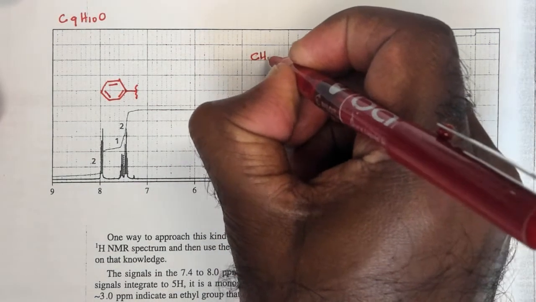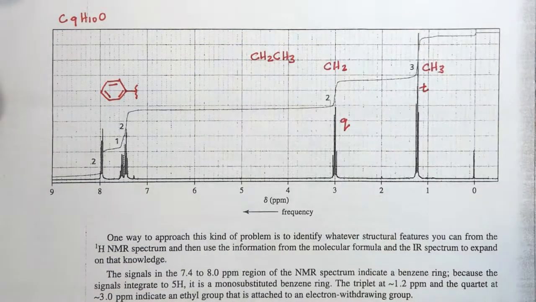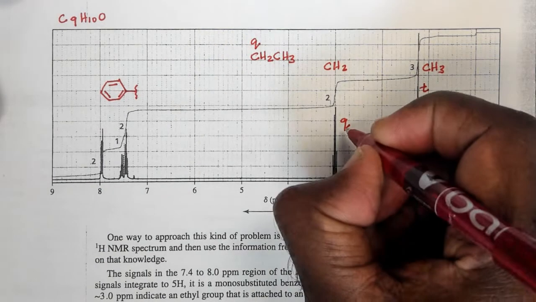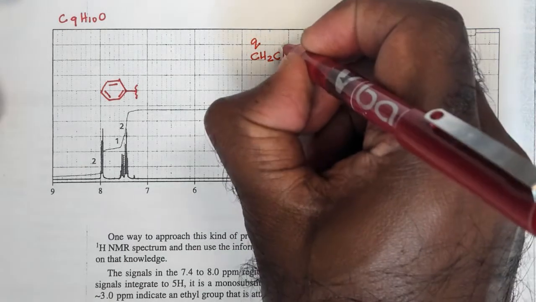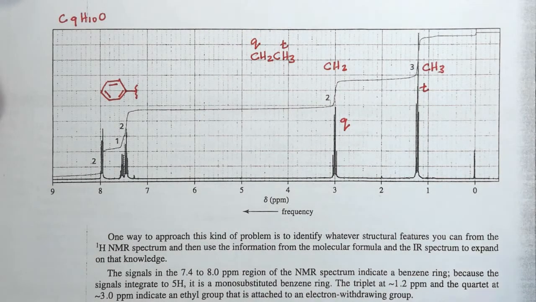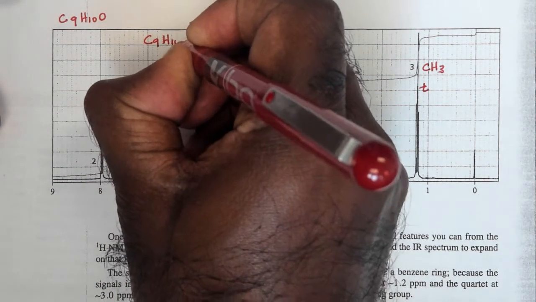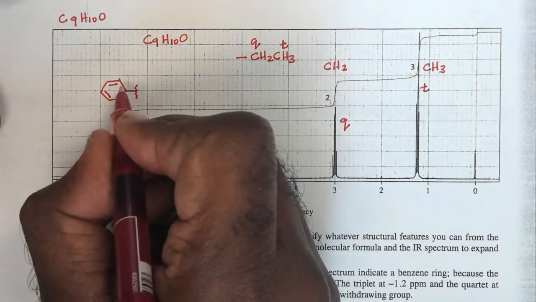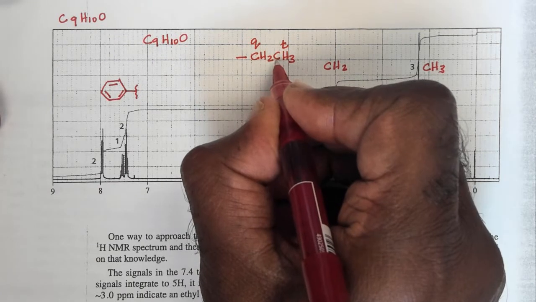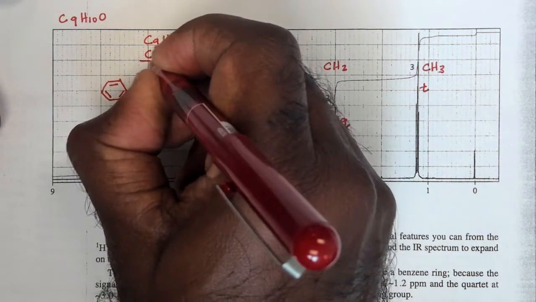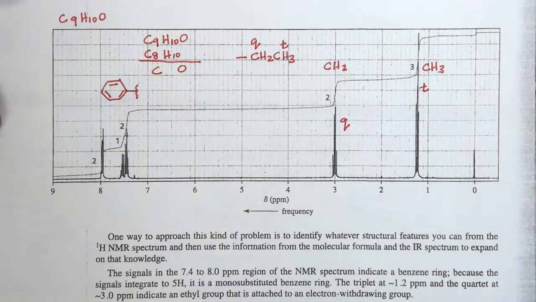So fairly similar to what we said in the previous example. I get a quartet for the CH2. You see here I get a triplet for the CH3 next to a carbon with 2 protons. 2 plus 1 is 3. So I have fairly the same things. I take my molecular formula, C9H10O, and subtract from it what I have, C6H5 plus another 2 carbons, which is C8H10. I subtract the 2, and I get a carbon and an oxygen.